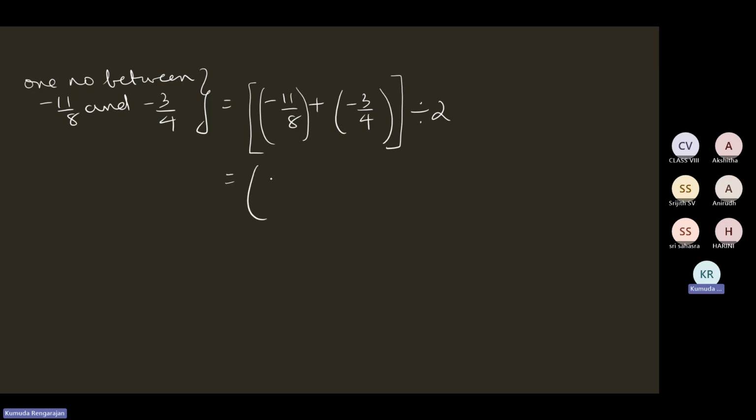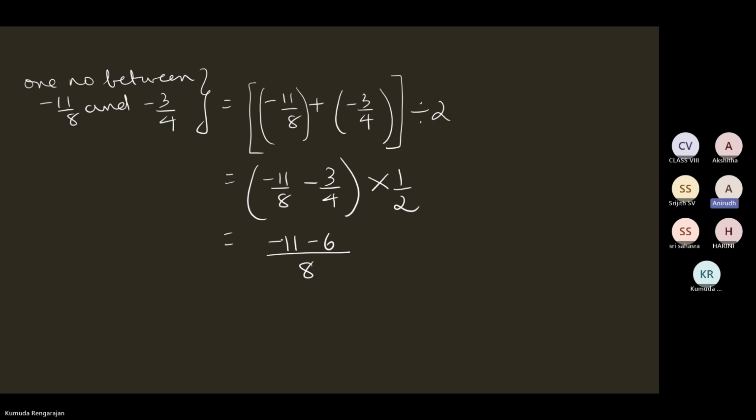So this amounts to minus 11 by 8 minus 3 by 4. Then LCM is 8. Division becomes multiplication, 2 by 1 is 1 by 2. LCM is 8. Minus 11 minus 6, because 4 into 3, 4 into 2. And then minus 17 by 8 into 1 by 2. We get minus 17 by 16.